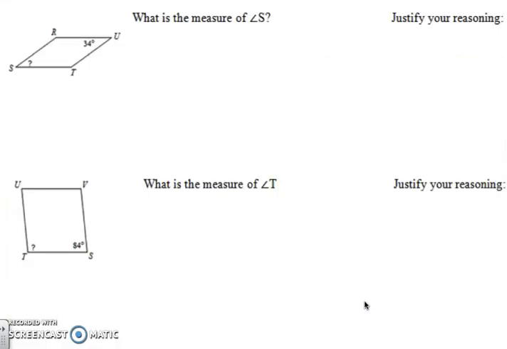Moving on. Obviously, we're going to get to that part of geometry where you love the algebra part. So, what's the measure of angle S? Well, I know that's 34. So I know S is going to be 34. So angle S equals 34 degrees. How do I know that? Opposite angles are congruent.